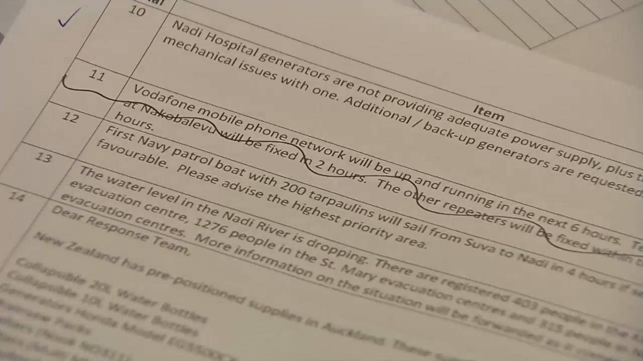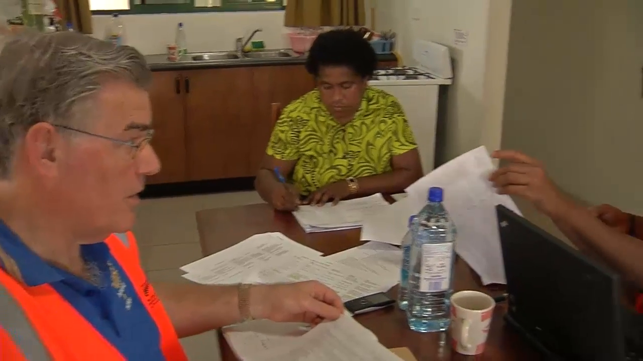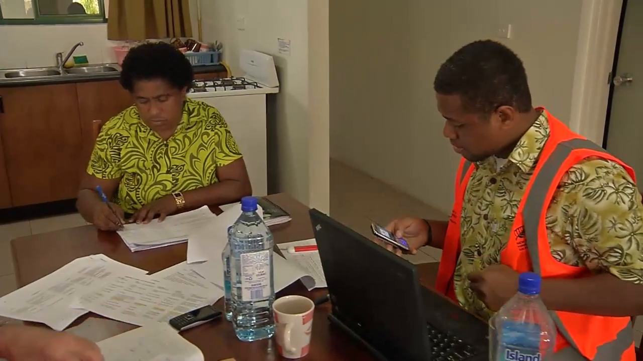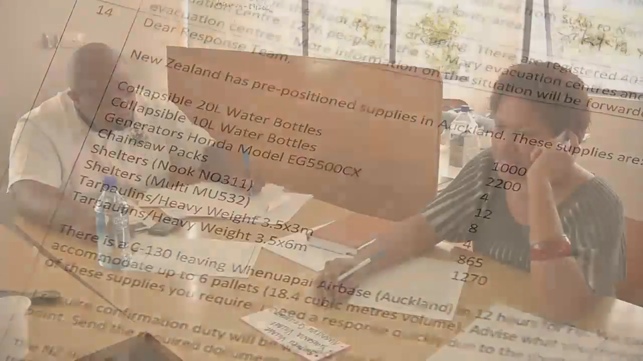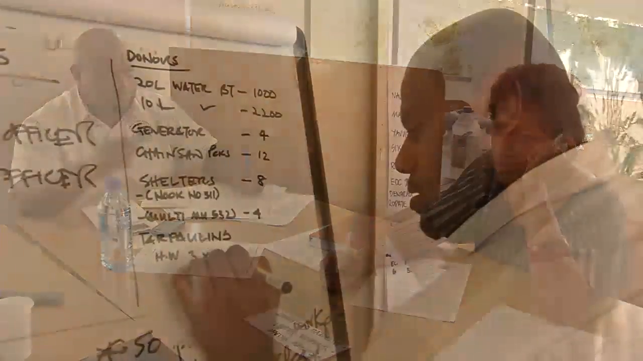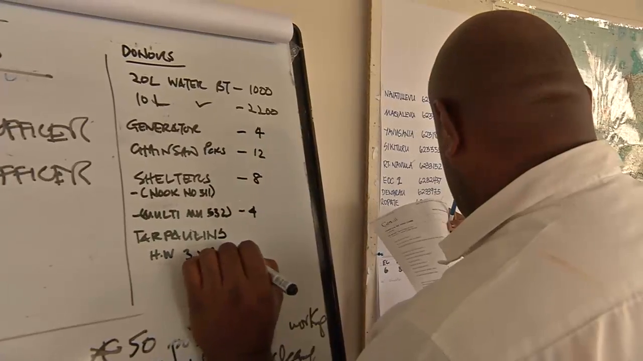The Coordination Cell may be responsible for inserting injects into the scenario, again similar to real life. For example, the New Zealand Aid Programme might phone offering generators, initiating the need for an assessment of how many generators are required.